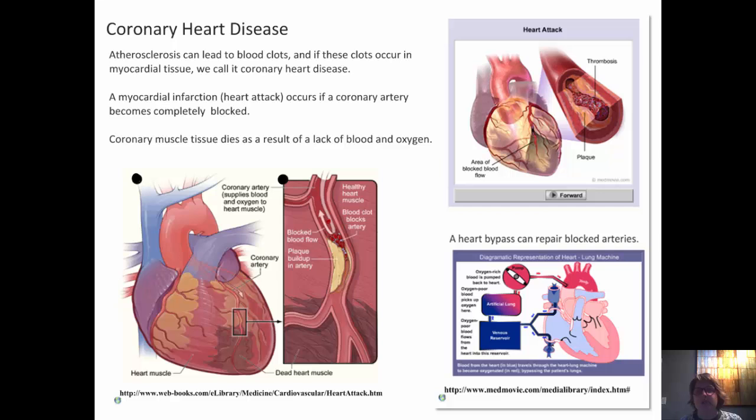That is one of the reasons the coronary artery is important. It is the main artery, if you remember, that supplies the heart tissue with oxygenated blood. We did point that out and look at that during our heart section. So coronary muscle tissue will die as a result of the lack of blood and oxygen to it.